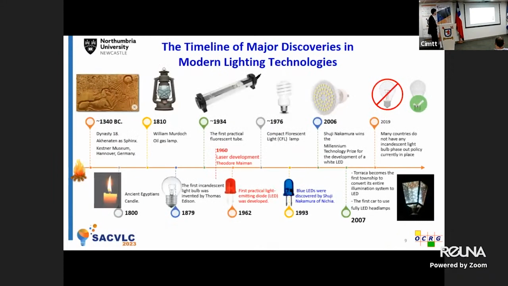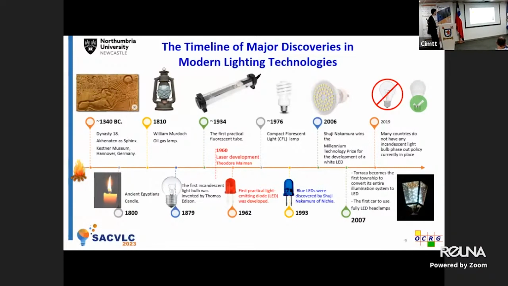Starting with light as a source of heat and communication, which was used significantly in the past, I was looking in the literature and going back to 13 BC, where people were worshipping the sun and the light source. You can see that in Egyptian culture, I guess Akhenaten is the one in the museum. You can see here the light where people were worshipping the sun. Okay, moving forward.